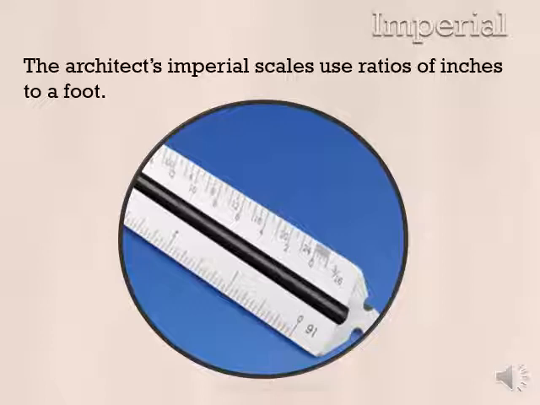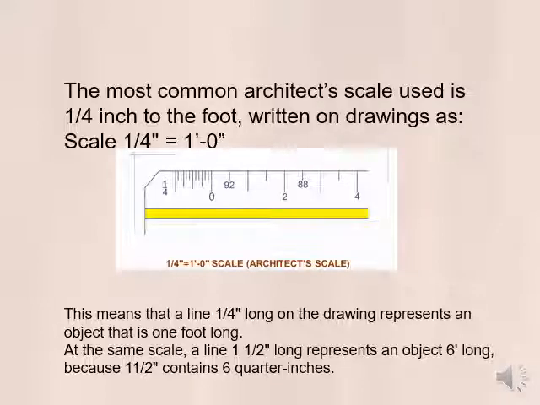When we look at the architect's scale, we're going to use ratios of inches to a foot. So we're going to take our inch that is made up of 1/16, and we'll be working with feet. The most common architect's scale that you're going to see for floor plans and elevations usually is going to be 1/4 inch is equal to 1 foot. So that means that a line that's 1/4 inch long on your drawing, if you measured it with a regular measuring tape or ruler, then it actually represents 1 foot of, say for instance, the building.